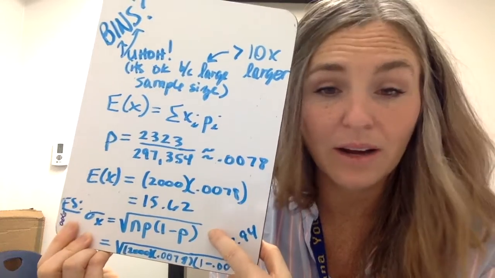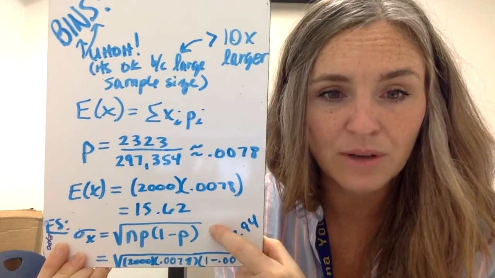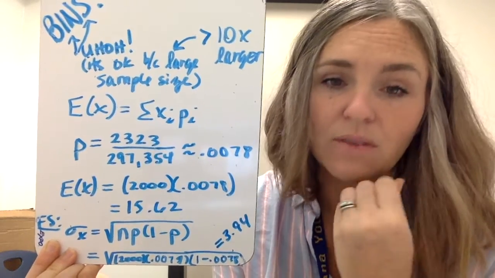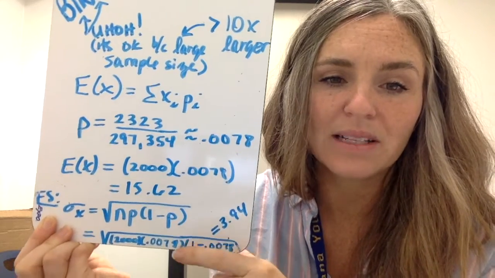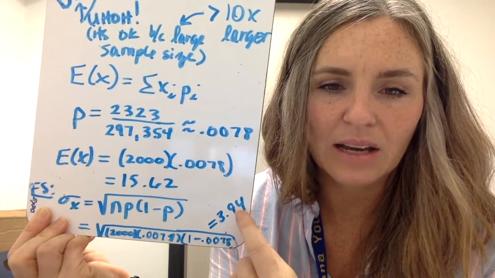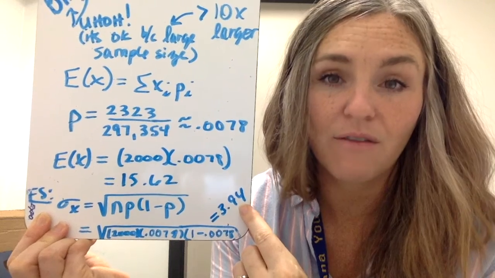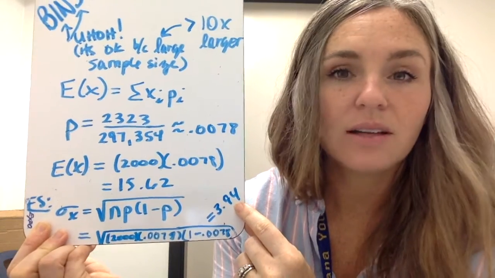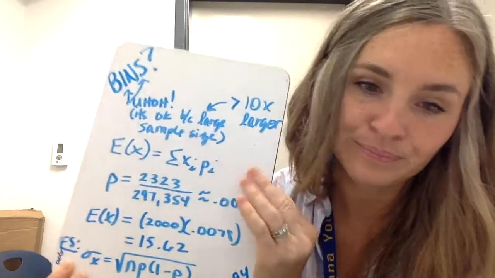Absolutely, you're not going to have this memorized. I definitely don't. And it's just the square root of n times p times 1 minus p. I plug my numbers in, and I end up with a standard deviation of 3.94. Okay? All right, so let's look at the next part of this problem.